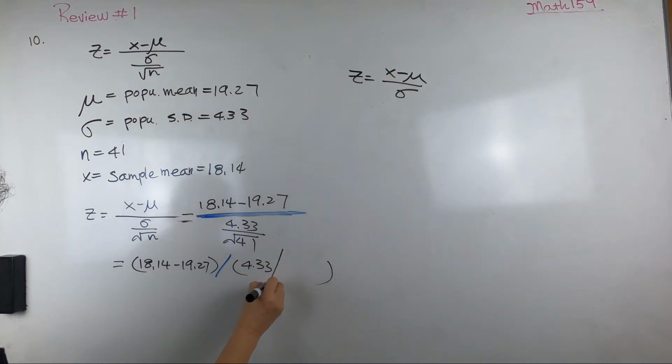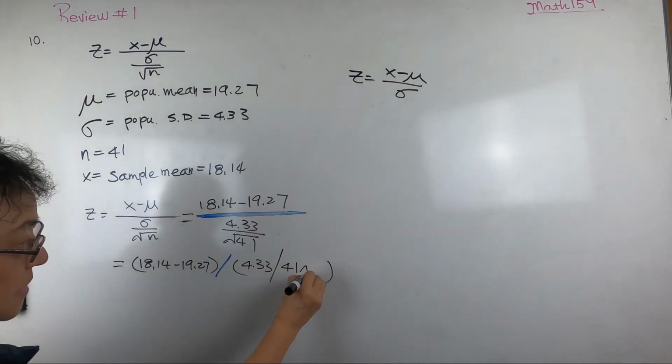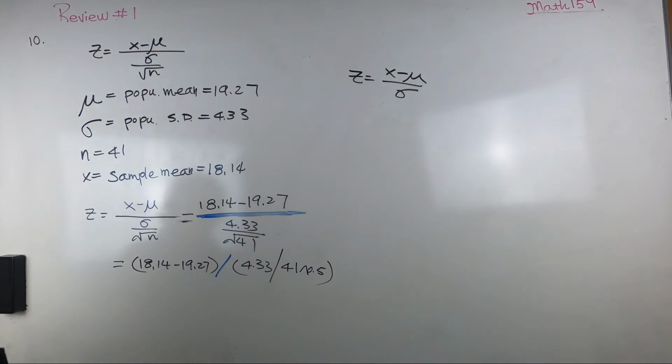4.33 divided by what? Square root of 41. If you have square root of 41 in your calculator, you can do that, or you can do 41 to the 0.5 power, which is the square root. For this one, if you don't use parentheses, you'll be fine, but it's better to use them, because you do the square root of 41 first before it's divided into 4.33. That's how you should enter it into your calculator.